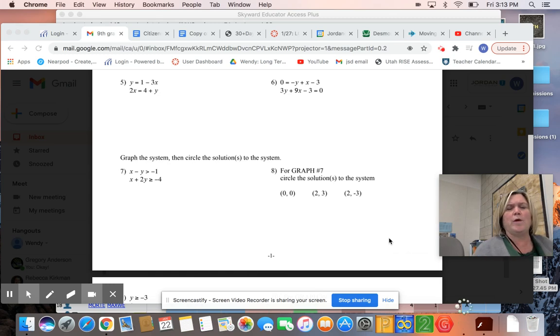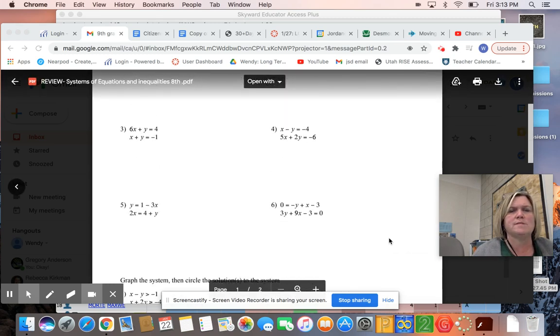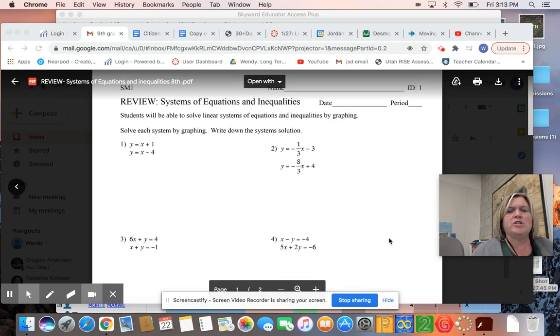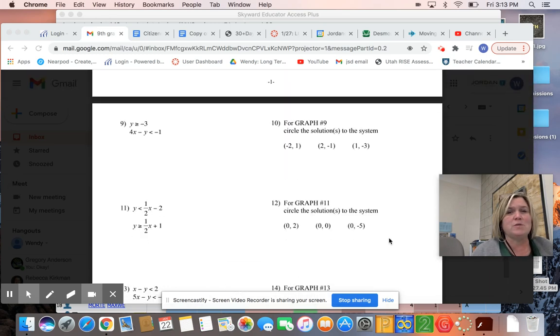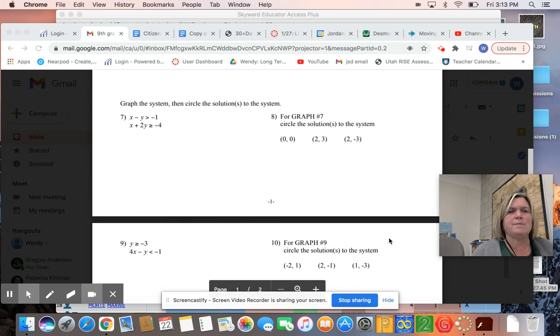Okay, so welcome back to the second part of our review, systems of equations and inequalities using Desmos. Yay! So now we're just going to be on number 7 on your worksheet, where we are going to graph the system and then circle the solution to the system.